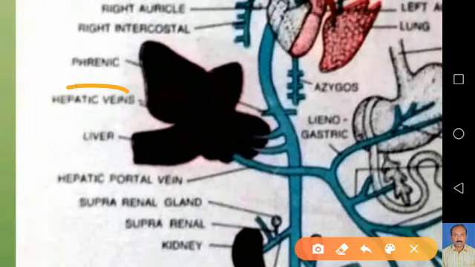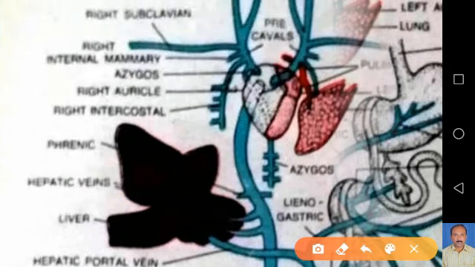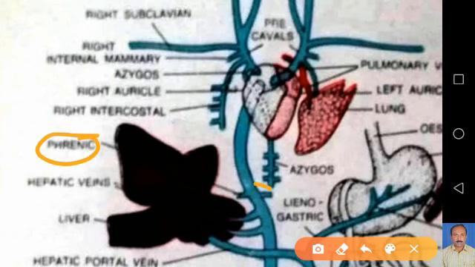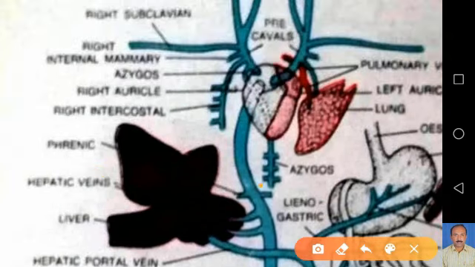Next, hepatic veins. While passing through the liver, the postcaval receives two pairs of hepatic veins from liver. Phrenic veins. These veins, while piercing through the diaphragm, postcaval collects its blood through one pair of the phrenic veins. That means the phrenic veins collect the blood from the diaphragm. Finally, the postcaval opens into the right auricle of the heart.